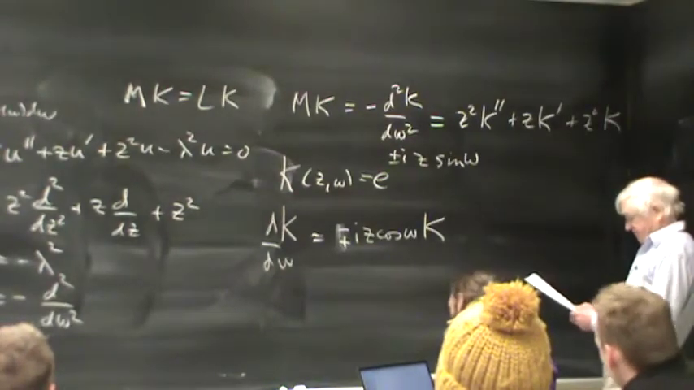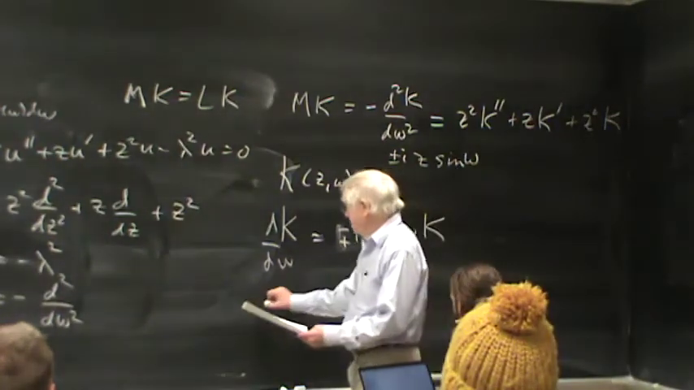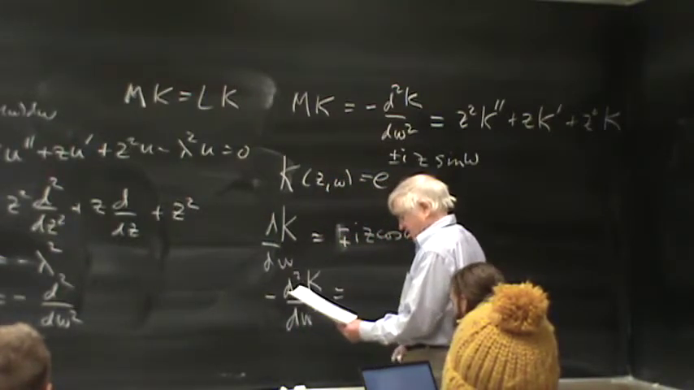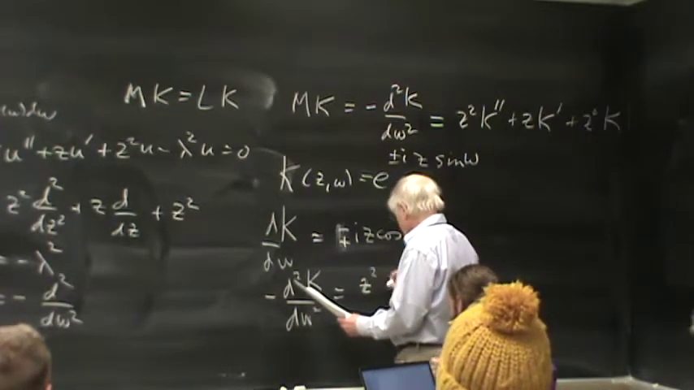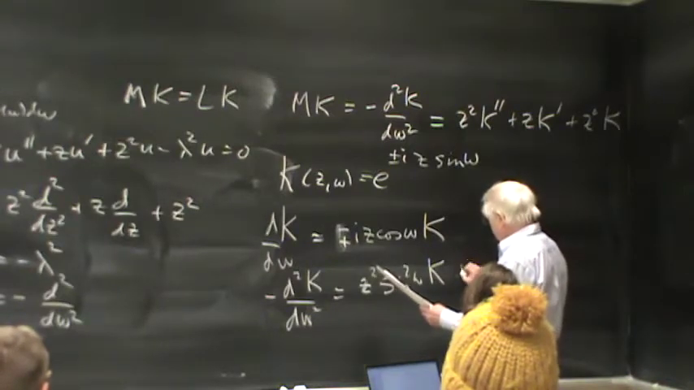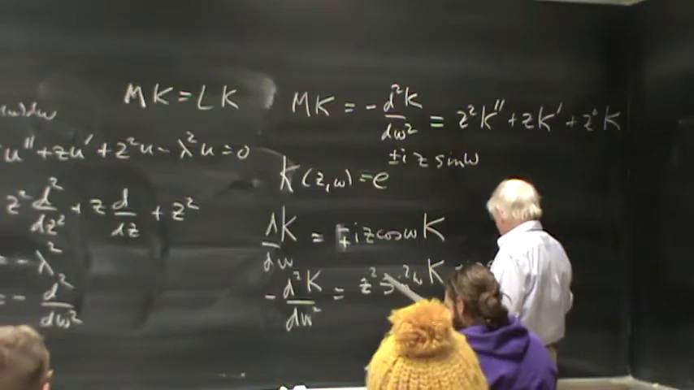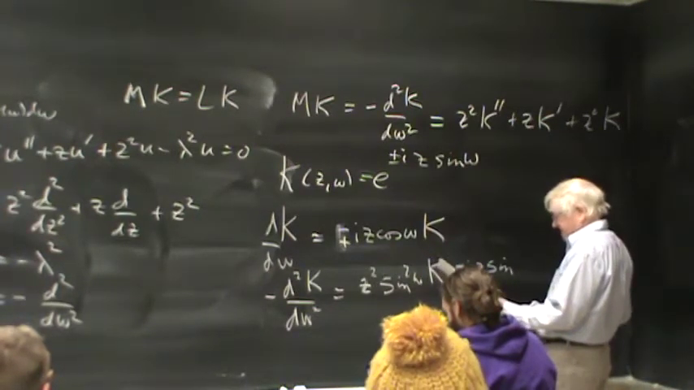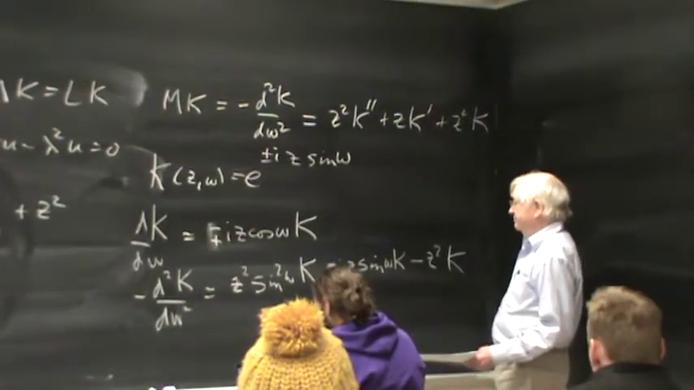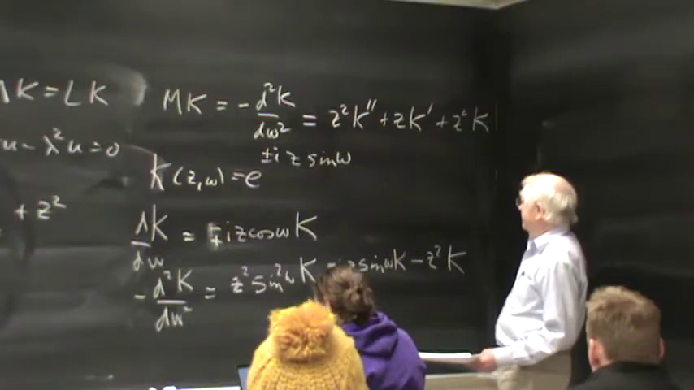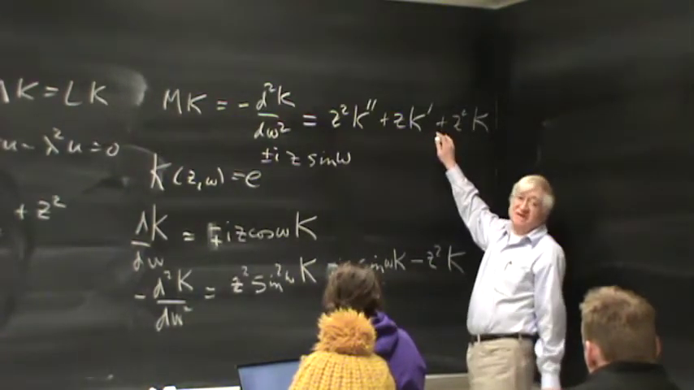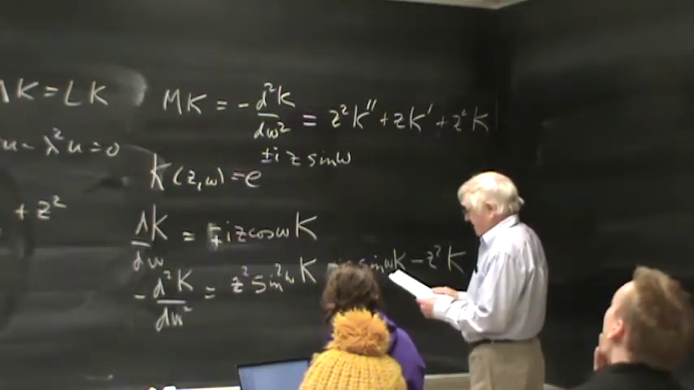And then if you do the second derivative, minus d2K dw squared is equal to, a little manipulation shows that's z squared sine squared omega times K plus or minus i z sine, no, minus or plus i z sine omega times K minus z squared K. That you can rewrite as, well, anyway, with a little manipulation, you can see that solves this equation.